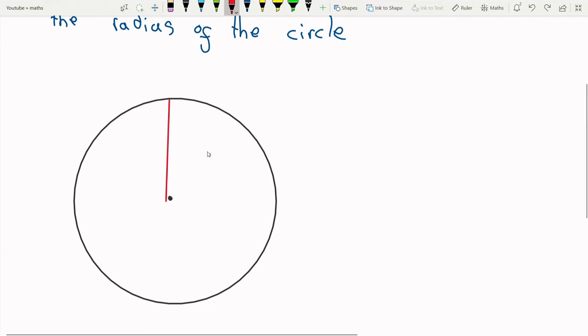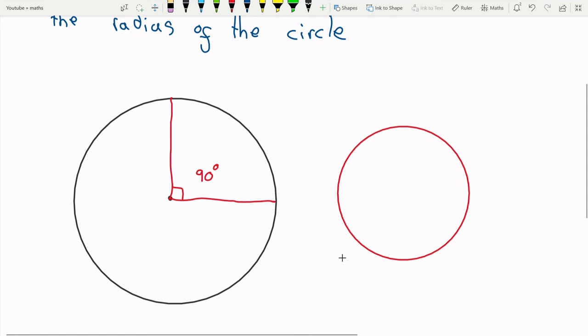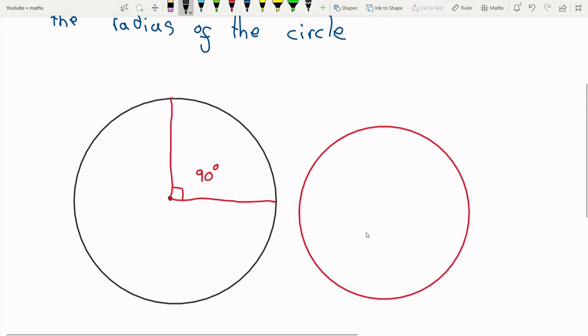But this line is not very good. I think I'll just draw my own. That would be 90 degrees. However, this time I'm going to make the arc length, this bit here, equal to the radius r. So I'll just label that r.